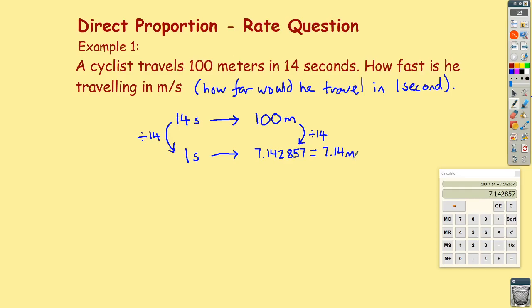Now, that's the whole question for the rate, really, but it's asked you how fast he's travelling in meters per second, so you want to give your final answer in those units. We know that in 1 second he's going 7.14 meters, so that means he's travelling at 7.14 meters every second. And that is your answer. So you just create this connection here, divide to find how far you would travel in 1 second, and that gives you your answer, your meters per second.